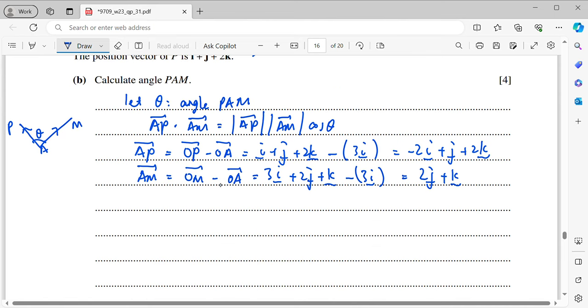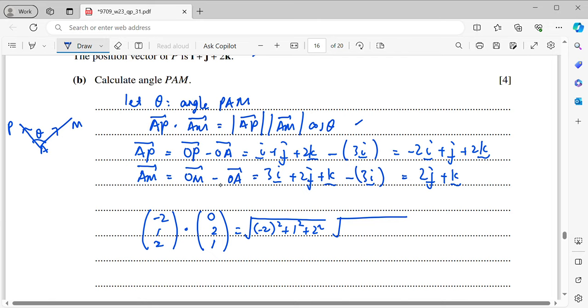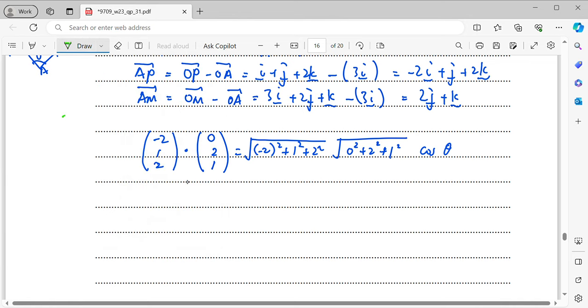Okay, then I'll substitute into the formula. This is the formula. I convert it in the column vector form. Negative 2i, 1j, 2k for my AP, dot AM is 0i, 2j, 1k. That equals to magnitude. Magnitude, you just square the components. So minus 2 squared plus 1 squared plus 2 squared, square root of the squares. Then the magnitude of AM, it will be 0 squared, no need to write, so if you want, you can just write. Then after that, cos theta. So for the scalar products formula, what we need to do is you just multiply the corresponding components and then plus all together.